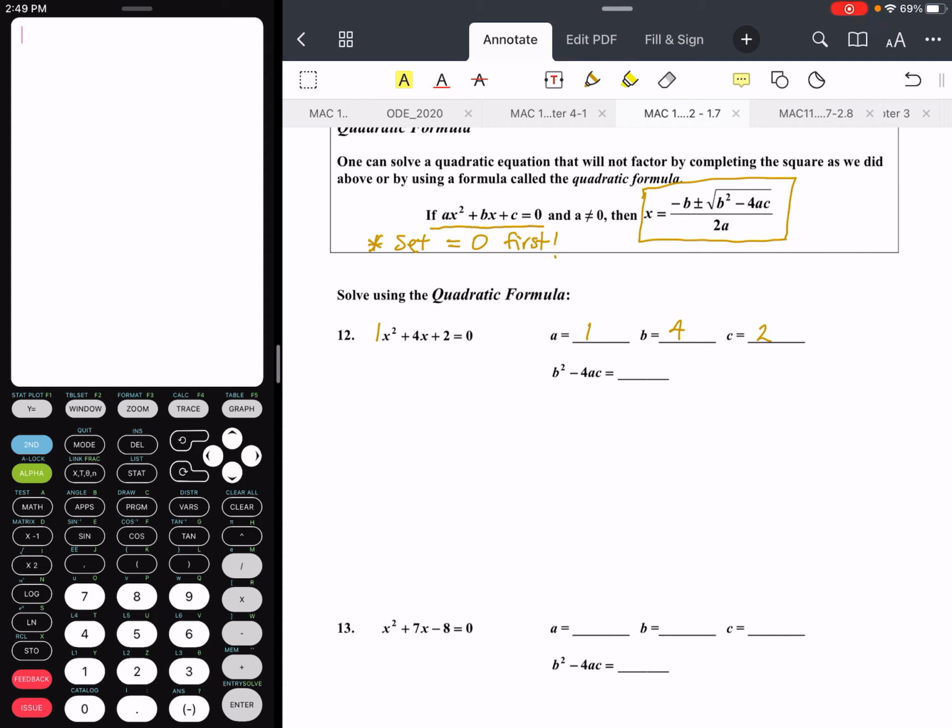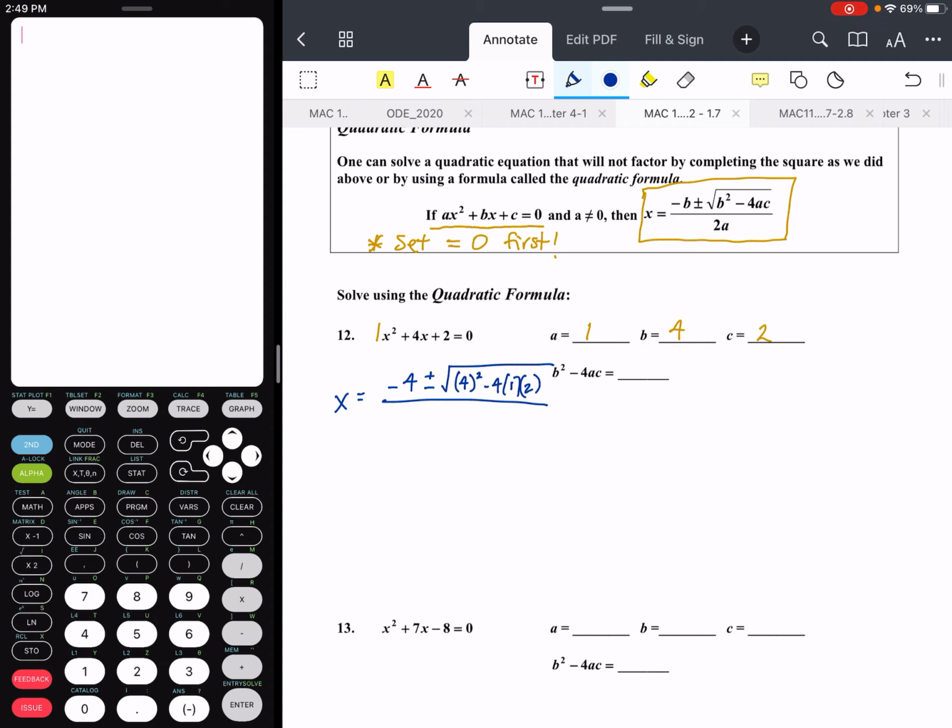All right, so filling in our quadratic formula, x equals negative b, negative 4, plus or minus square root of b squared, which is 4 squared, minus 4 times a, which is 1, times c, which is 2. The whole thing divided by 2 times a, which is 2 times 1.